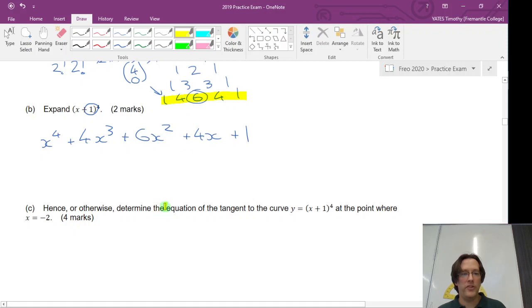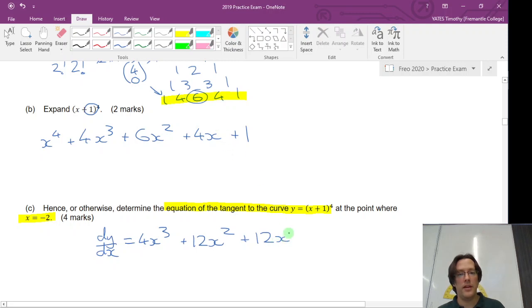Determine the equation of the tangent to the curve of this at the point where x equals -2. So to get the tangent, we've got to work out the derivative. So let's differentiate it. That is 4x cubed. This one is 12x squared. This is 12x, and then that is 4.